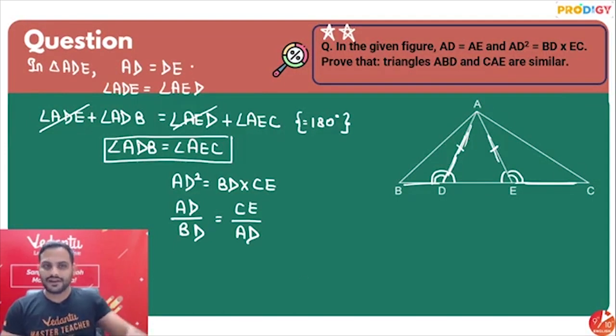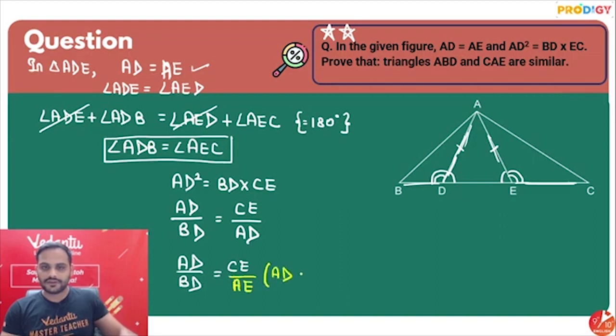No problem. AD and AE, sorry, I have written wrong here. AD and AE, I hope you understood it. AD and AE are equal, so in place of AD, I can write AE as well. So we have got AD upon BD is equal to CE upon, I can replace this AD with AE, because we know AD is equal to AE. Alright, so guys, now we have got both the things.